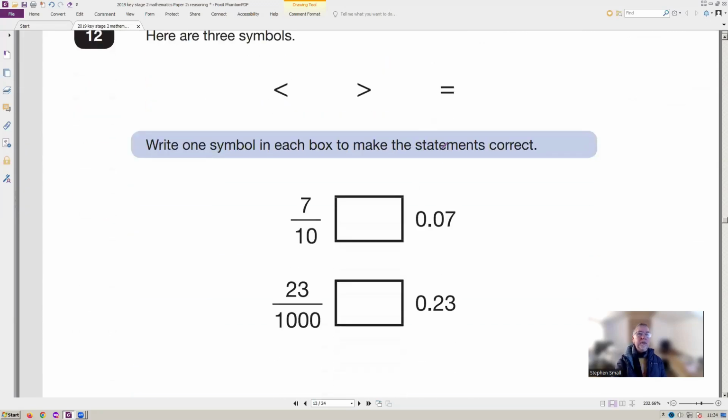Here are 3 symbols. The first one means less than, like a little mouth thing. Whatever's less is on this side. This one's greater than, this one's equal. Write one symbol in each box to make the statement correct.